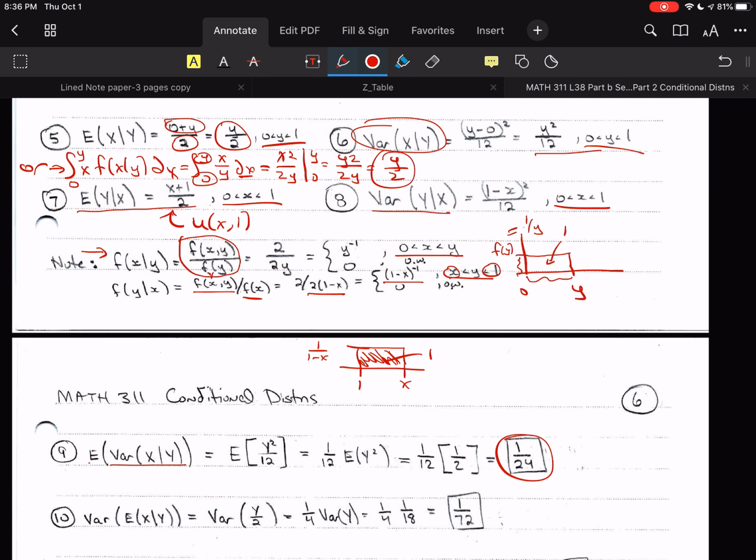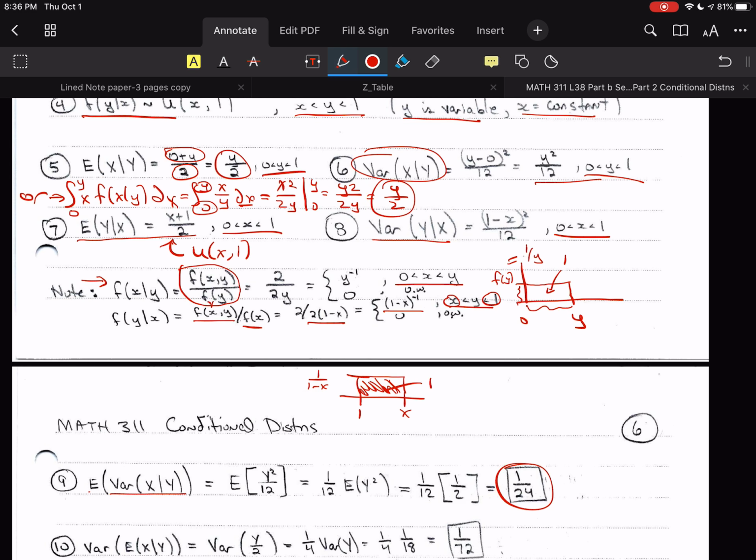Now, the variance of E of x given y is the variance of y over 2, because E of x given y we found out was y over 2. I'm going to clean this up a little bit.